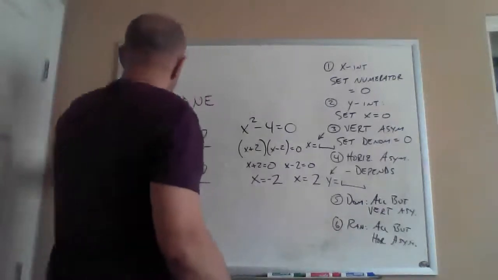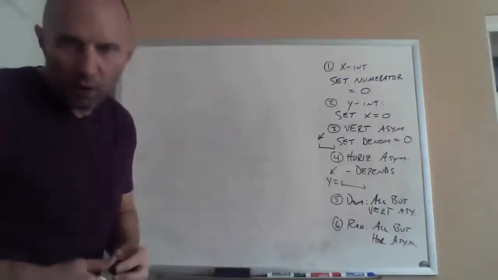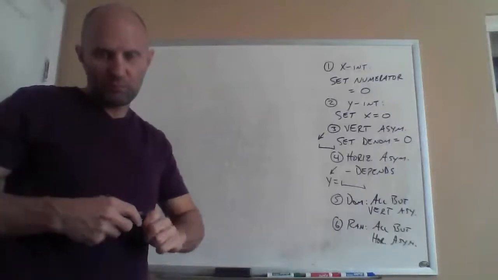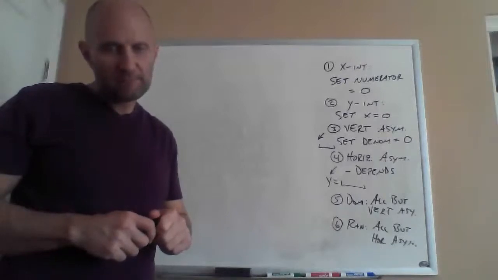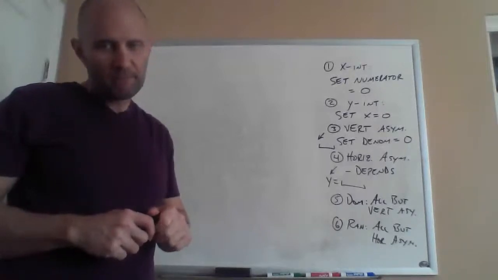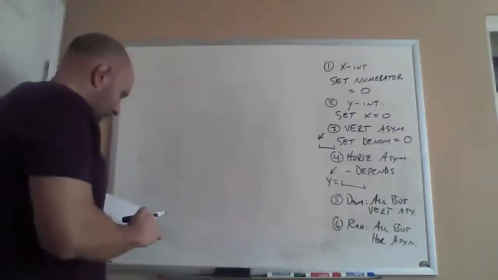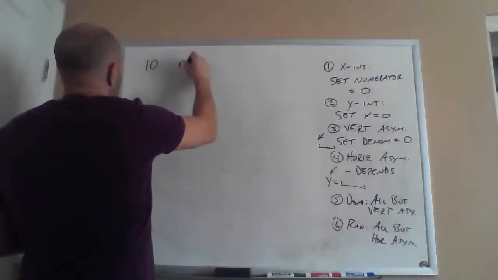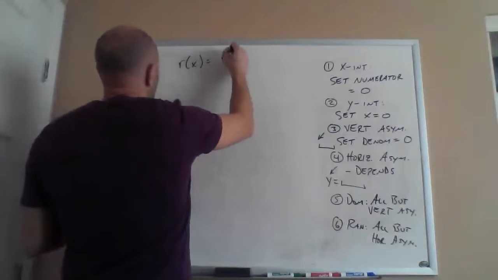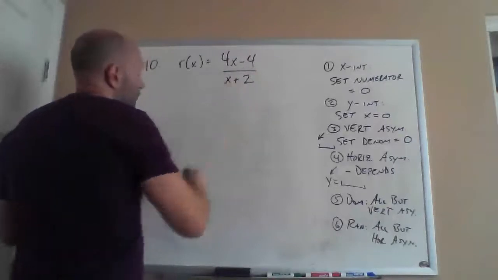All right. Oh, yes, question? Or yes, you understand it? So I'm going to assume that means yes, it's understood. If you have a question, just type it. Okay, yep, that's fine. Yeah, I figured that's what you meant. So, all right, number 10. So number 10, we have r of x is equal to 4x minus 4 all over x plus 2.